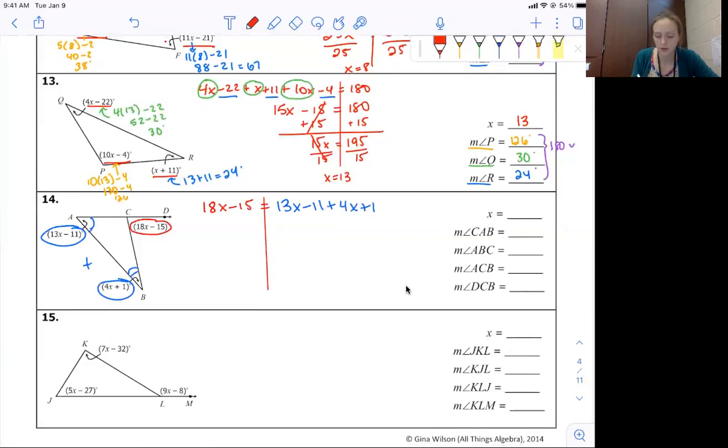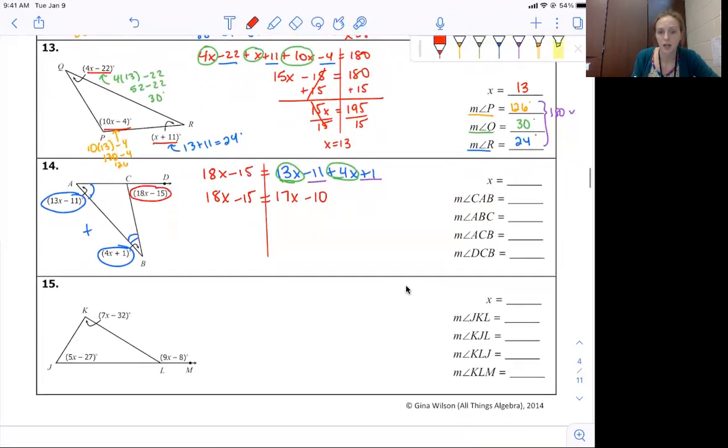Notice on the right-hand side, I have some stuff I need to combine like terms for. So 13x plus 4x is 17x. And then negative 11 plus 1 gives me negative 10. So then I have 18x minus 15 equals 17x minus 10. And then I've got to get my x's together and my numbers together. So I'm going to subtract 17x on both sides to move x's together. That gives me 1x, or just x, minus 15 equals negative 10. And then add the 15 on both sides. Negative 10 plus 15 gives me 5. So x equals 5.